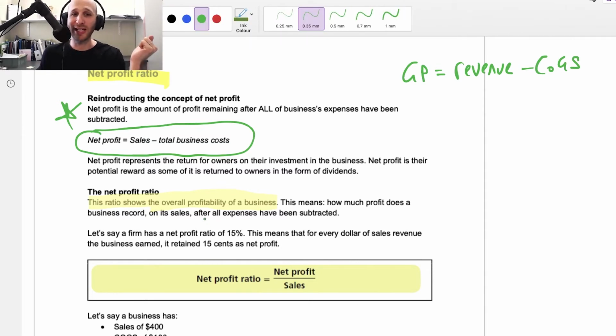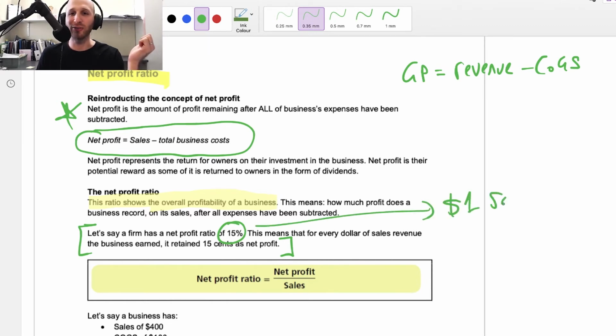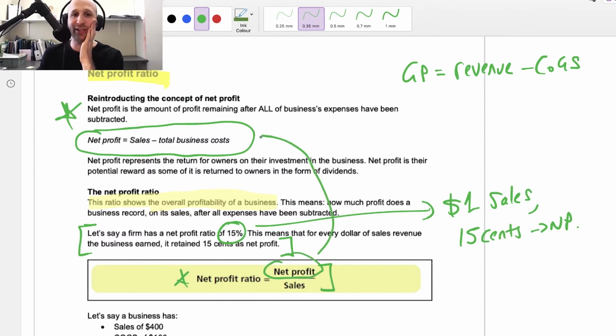If I get a result of, say, net profit is 15%, what I'm saying is that for every $1 of sales, 15 cents is held as net profit. So it's okay. I probably would like that to be a bit larger, but it's okay. Our net profit ratio is net profit divided by sales.